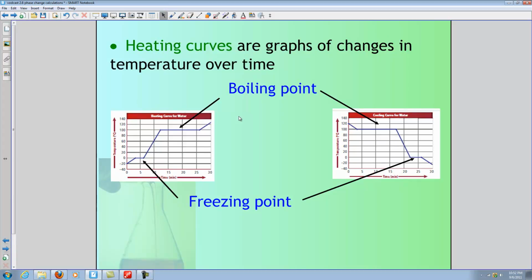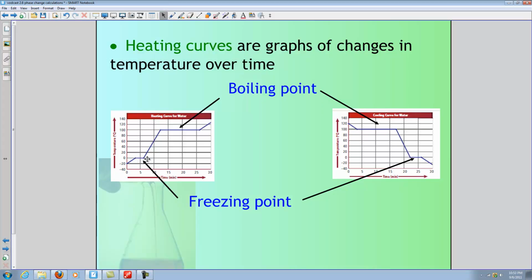Now the idea of phase boundaries here leads us to something called a heating curve. A heating curve is basically just a graph that shows how temperature changes over time. And so here's what's important to look at with these graphs. The slanted parts, the sloping parts, those are temperature changes. So -20 to 0 degrees, that's a temperature change. A certain amount of time, a certain amount of temperature goes up.